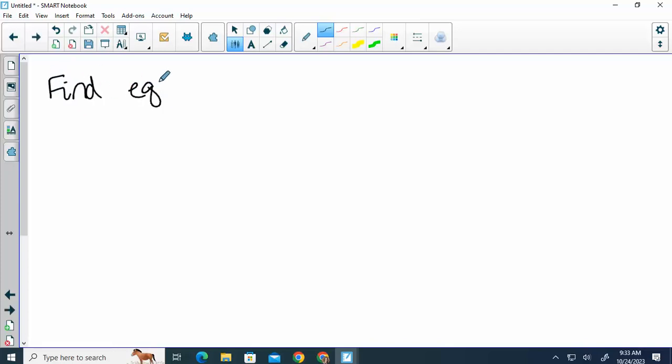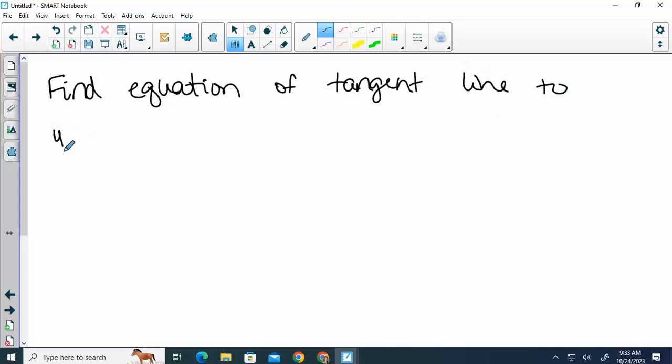find the equation of the tangent line to the curve y equals the square root of x at the point 9, 3. So if we want the equation of a line, we need a point and a slope. I gave you a point. How am I going to get the slope of the tangent line?